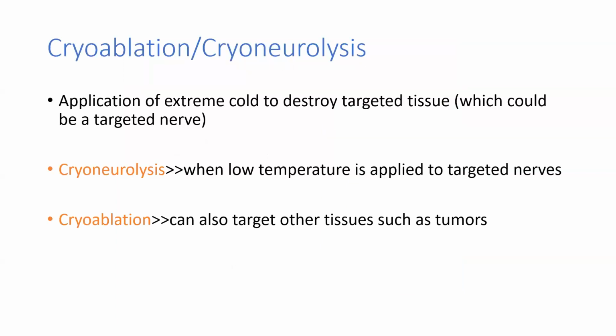So cryoablation, cryoneurolysis, is the application of extreme cold to destroy targeted tissue, which could be a tumor, for example. It could be a targeted nerve. In this case, we call it cryoneurolysis. While cryoablation can target other tissues, such as a tumor, we use it for other indications than pain management.